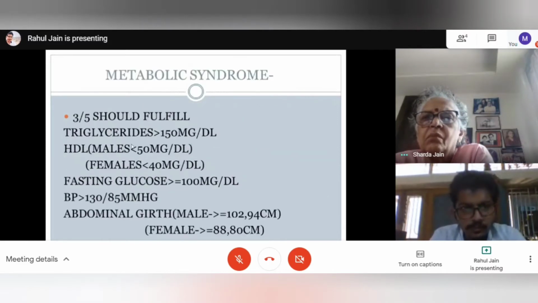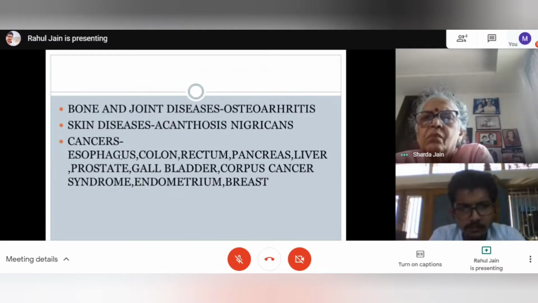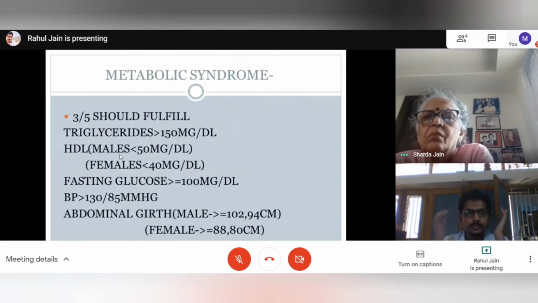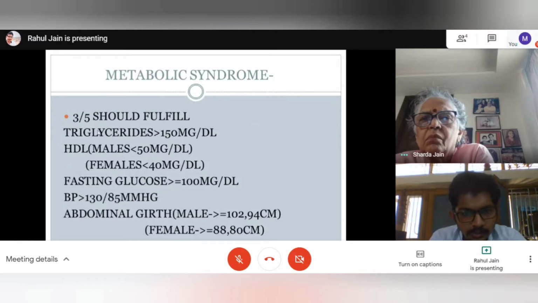So coming on to metabolic syndrome, which we'll be discussing in depth today. There are 5 criteria under metabolic syndrome, and there is a reason for each and every criterion being put under metabolic syndrome. So first of all, to understand further, we should know the name of each and every criterion.